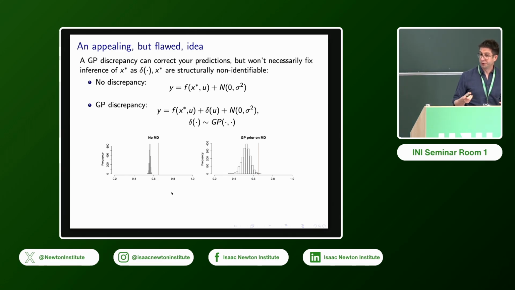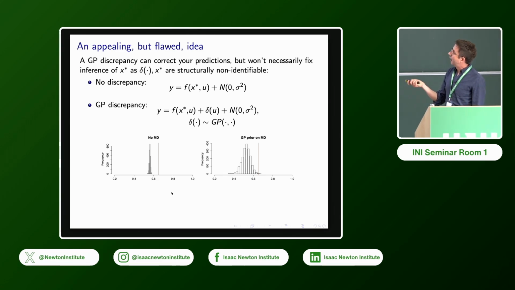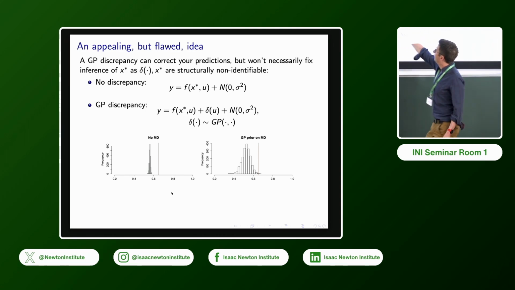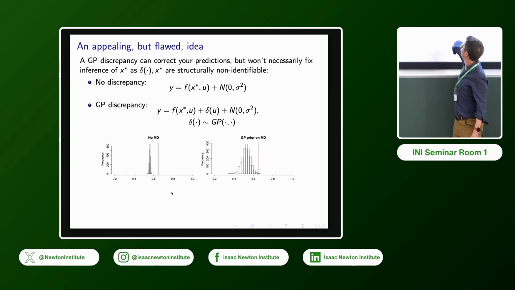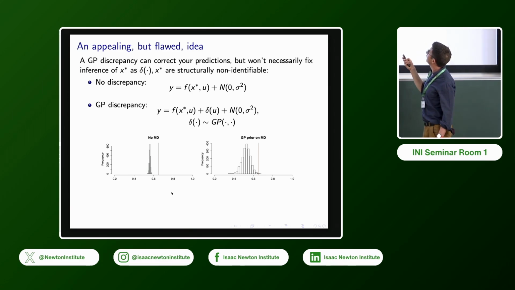And it turns out you can't. Okay. So what we've got here, in a Bayesian setting, is a posterior distribution. This is our best guess of what X star is, our posterior for X star when we don't model the discrepancy. And this is the true value of X star.